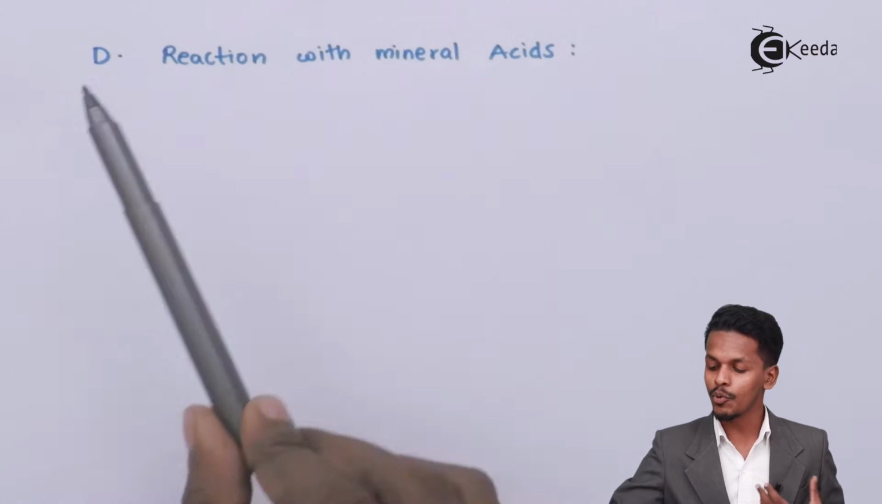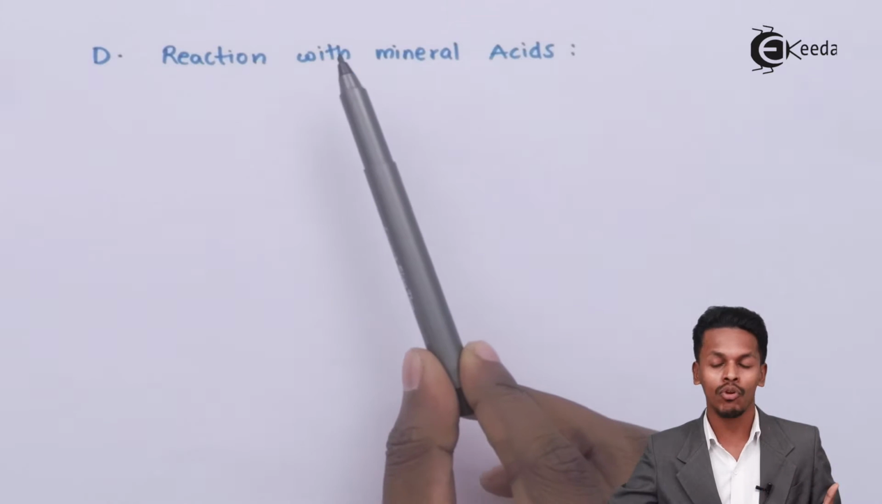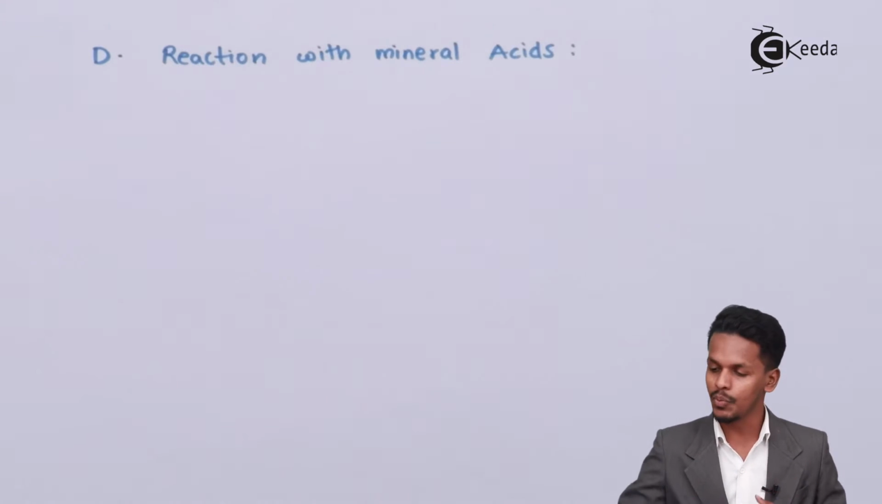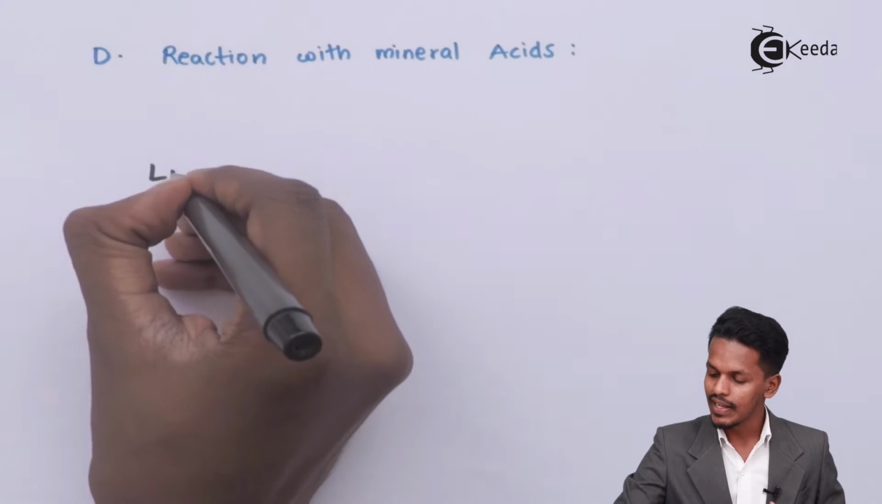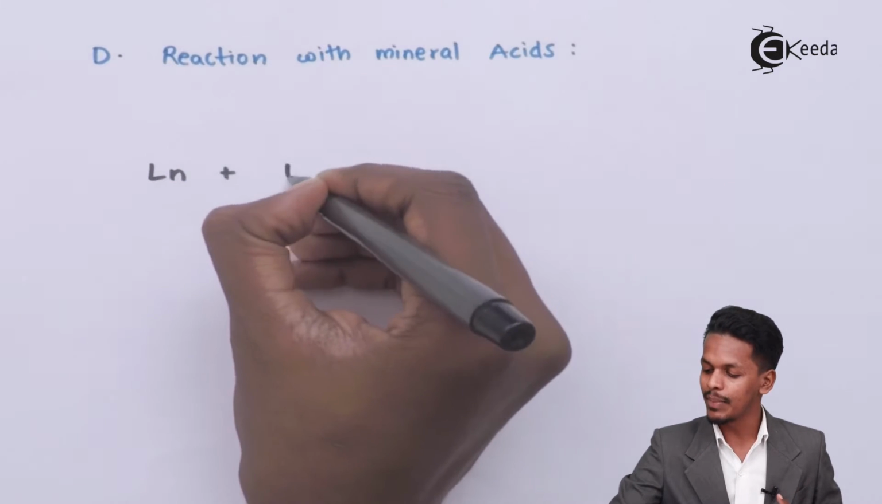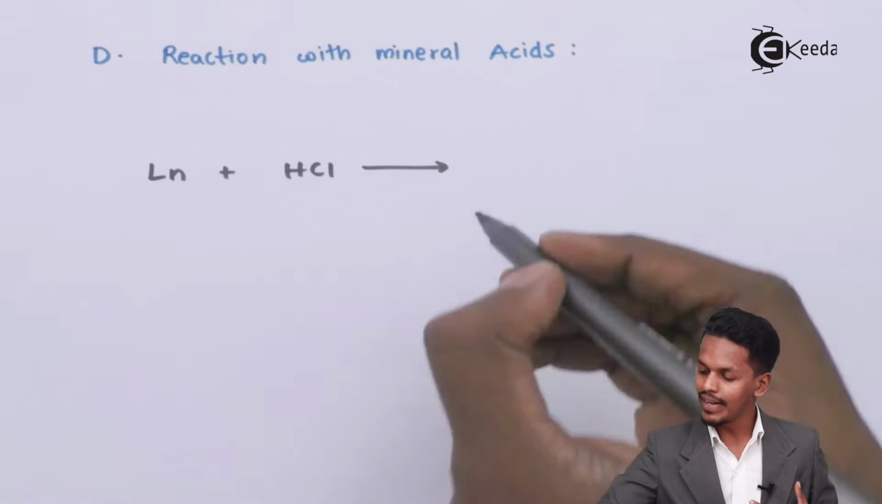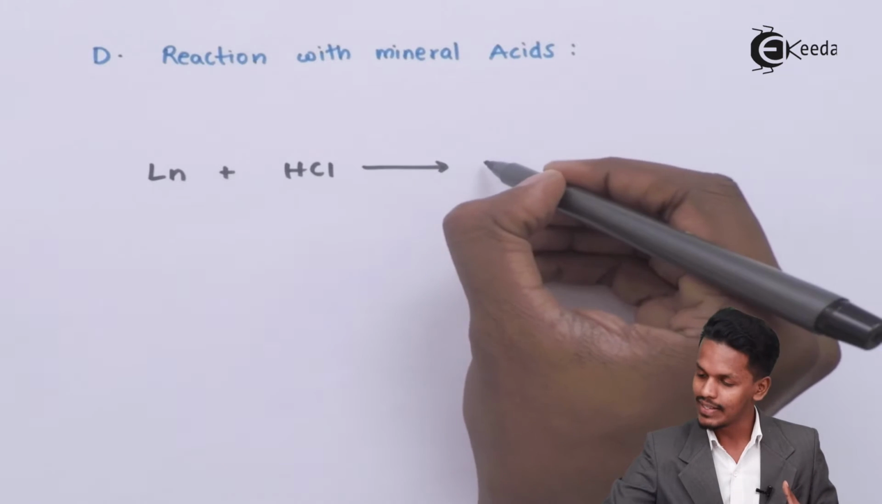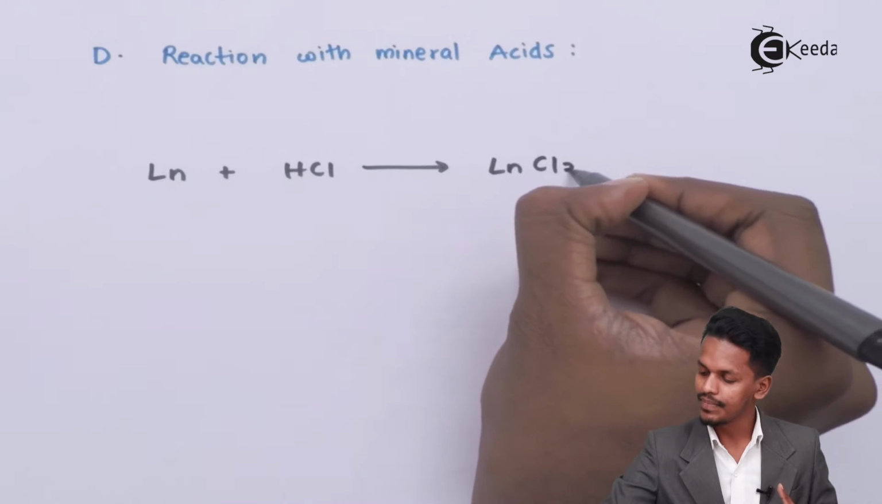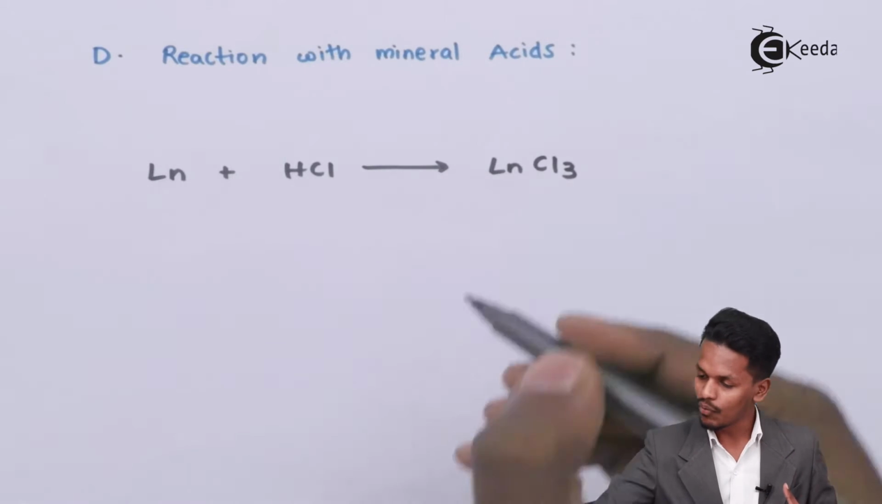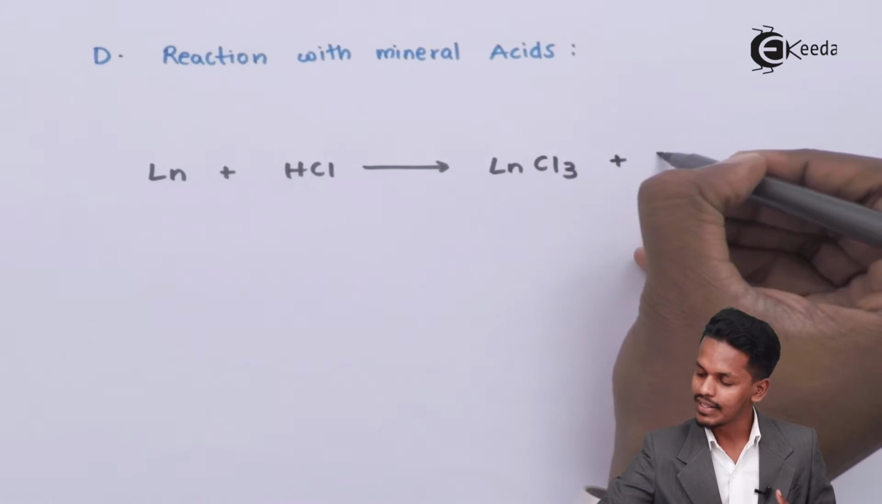The next reaction I'm going to talk about is the reaction of the lanthanoids with mineral acids. In this case, suppose I consider a lanthanoid and I'm treating it with a mineral acid, that is HCl. Obviously, at a lower temperature, the product we could get is LnCl3, that is lanthanide chloride, along with the evolution of hydrogen gas.